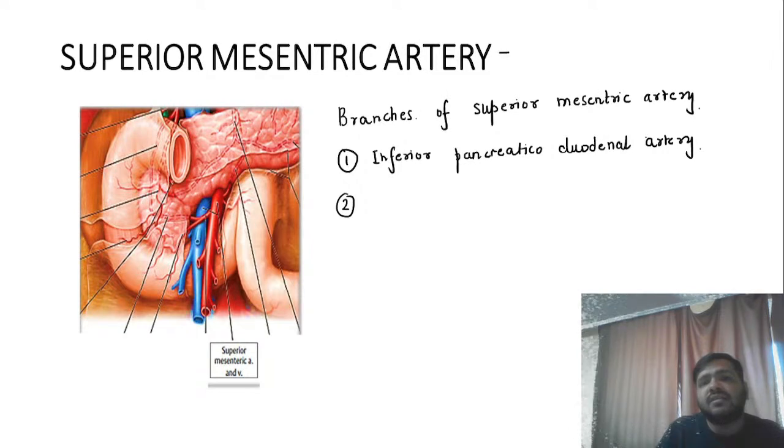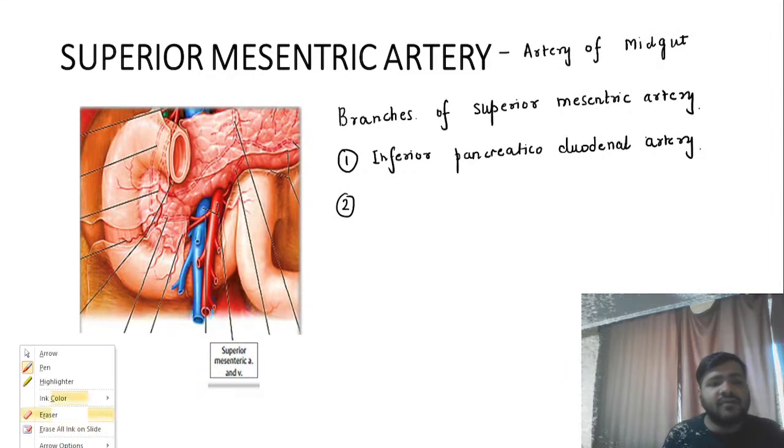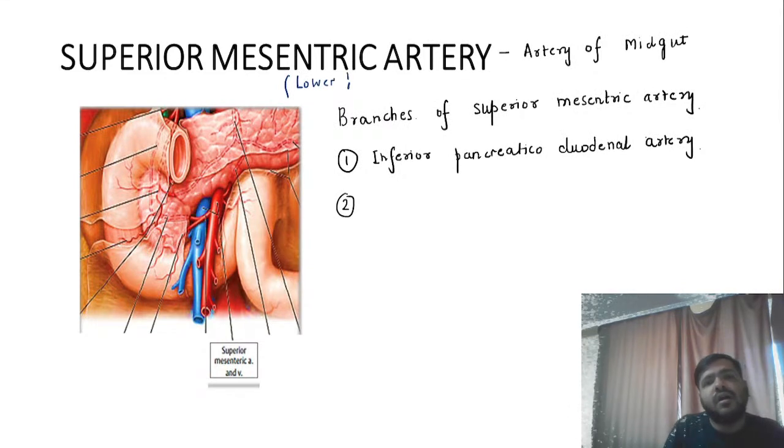Now everyone knows that it is the artery of the midgut. I've already told you the celiac trunk supplies the foregut, the superior mesenteric artery supplies the midgut, and the inferior mesenteric artery supplies the hindgut. So it is the artery of the midgut. It will supply the lower half of the duodenum, the jejunum, the ileum, the parts of the small intestine.